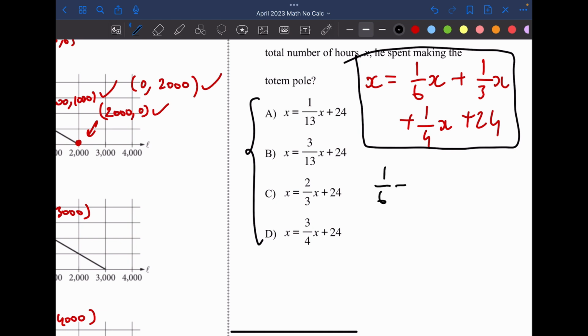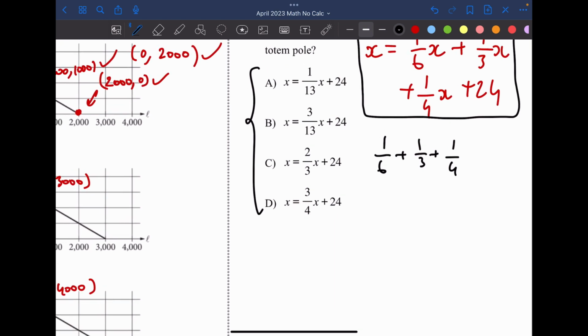So 1/6 plus 1/3 plus 1/4. Common denominator, basically find an LCM. Common denominator is 12, so multiply this by 2, this by 2, multiply this by 4, and this by 4, and then multiply this by 3, and this by 3. We would have 2/12 plus 4/12 plus 3/12. If you add these up, 2 plus 4 plus 3, so 2 plus 4 is 6, plus 3 is 9, so 9/12. And if you simplify, 9/12 is equal to 3/4.